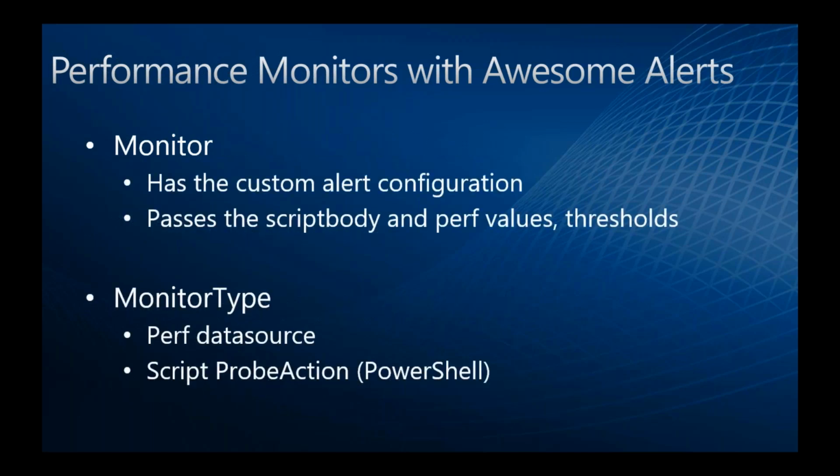So this is a very simple management pack fragment as well. It simply contains a monitor and a monitor type. The monitor only has the custom alert configuration. So it takes these property bags from my script and puts them into the alert description. And the monitor also passes the script body. So if you want to modify this and tweak it to be able to do whatever you want, that's literally right there in the monitor configuration. And then it also has the perf values and thresholds like a typical performance monitor. So other than the script, it looks like a standard perf monitor.